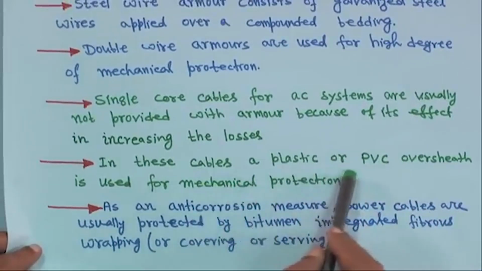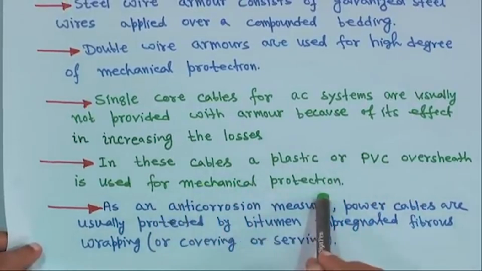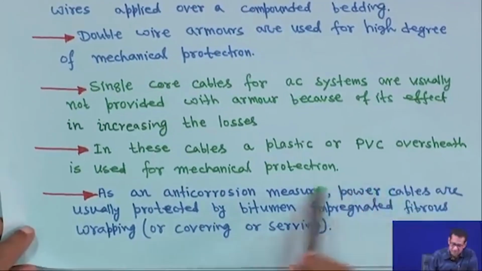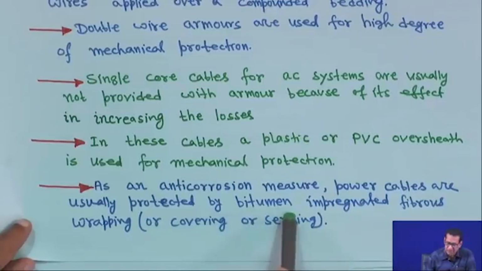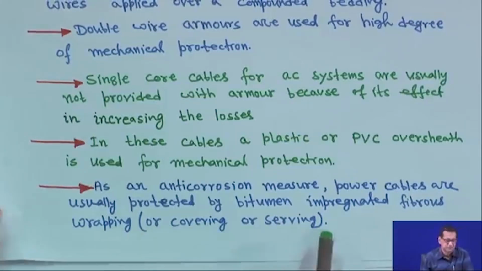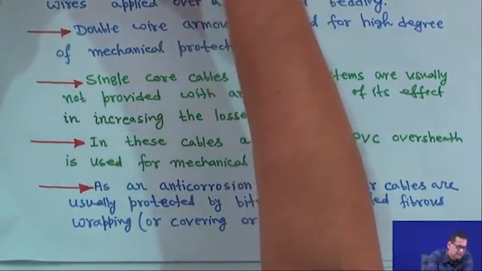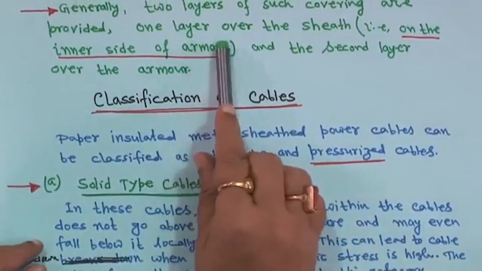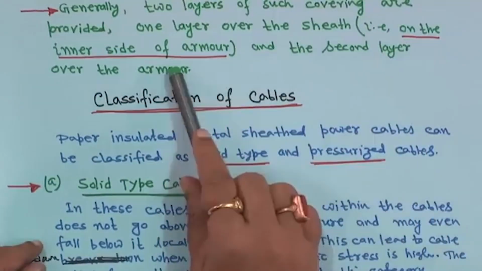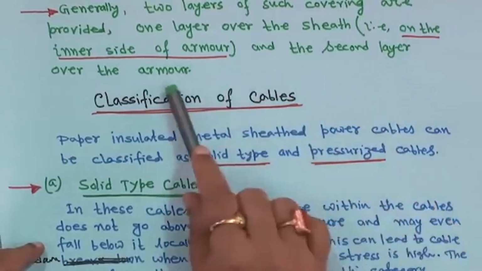In these cables, a plastic or PVC oversheath is used for mechanical protection. As an anti-corrosion measure, power cables are usually protected by bitumen impregnated fibrous wrapping or covering or serving. These are certain things, but next is that generally two layers of such coverings are provided, one layer over the sheath and on the inner side of armor, and the second layer over the armor.